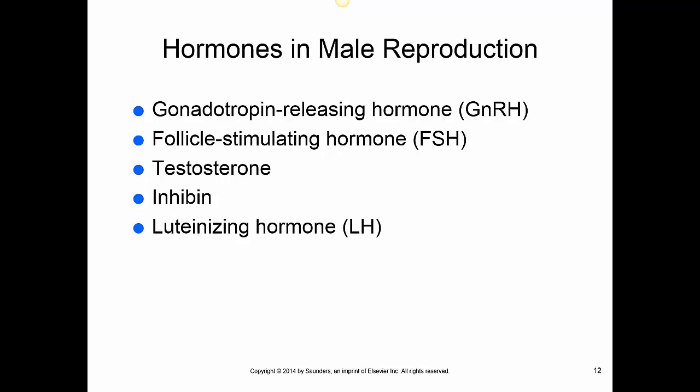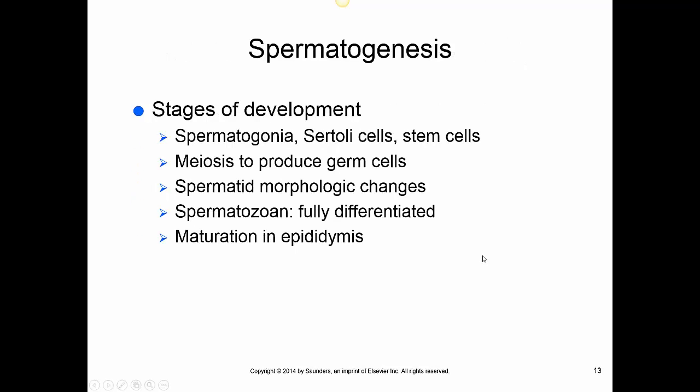And if testosterone gets too high, then a lot of times what happens is we have inhibin amounts that start to increase, which will decrease the amount of testosterone. So it's still a negative feedback system. We just talk about the hormones a little bit differently here.